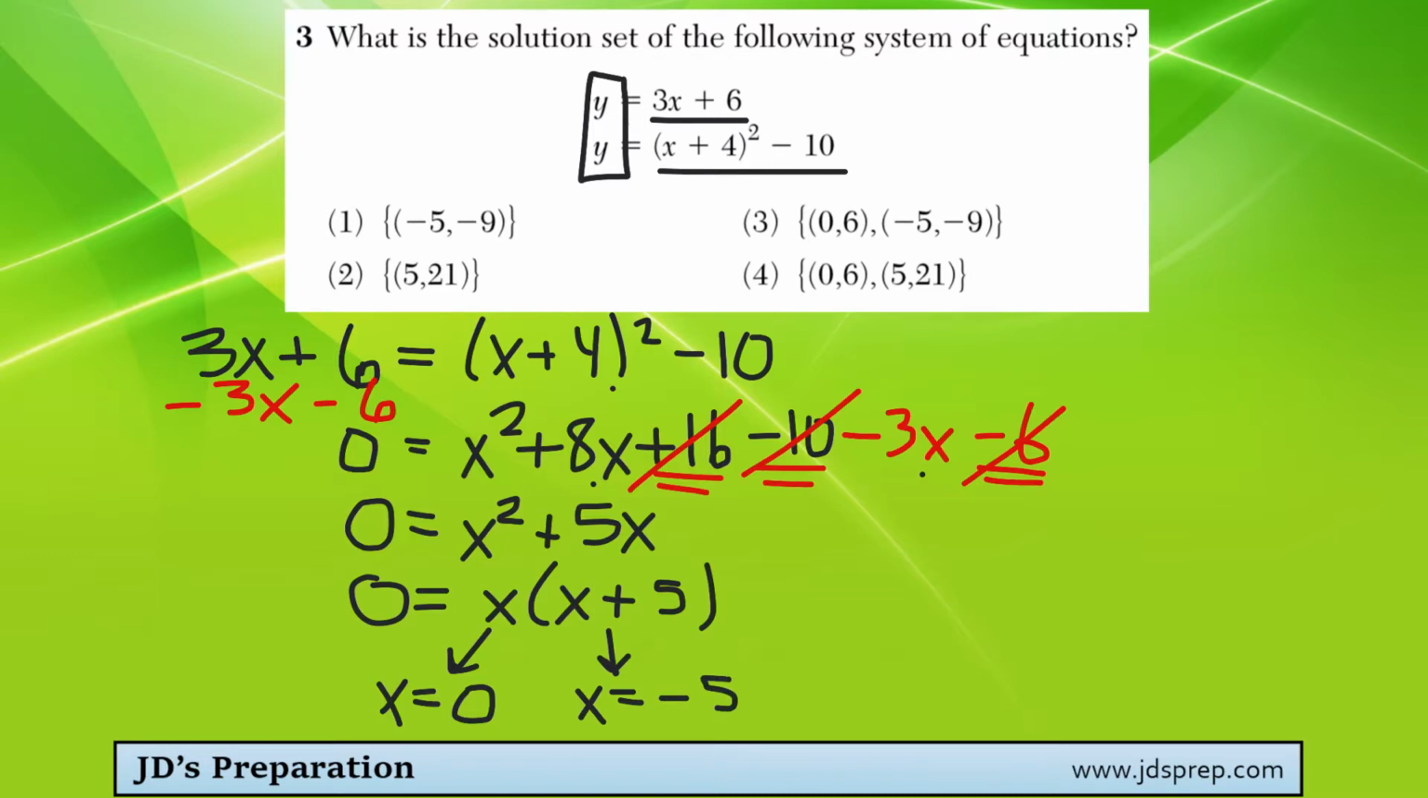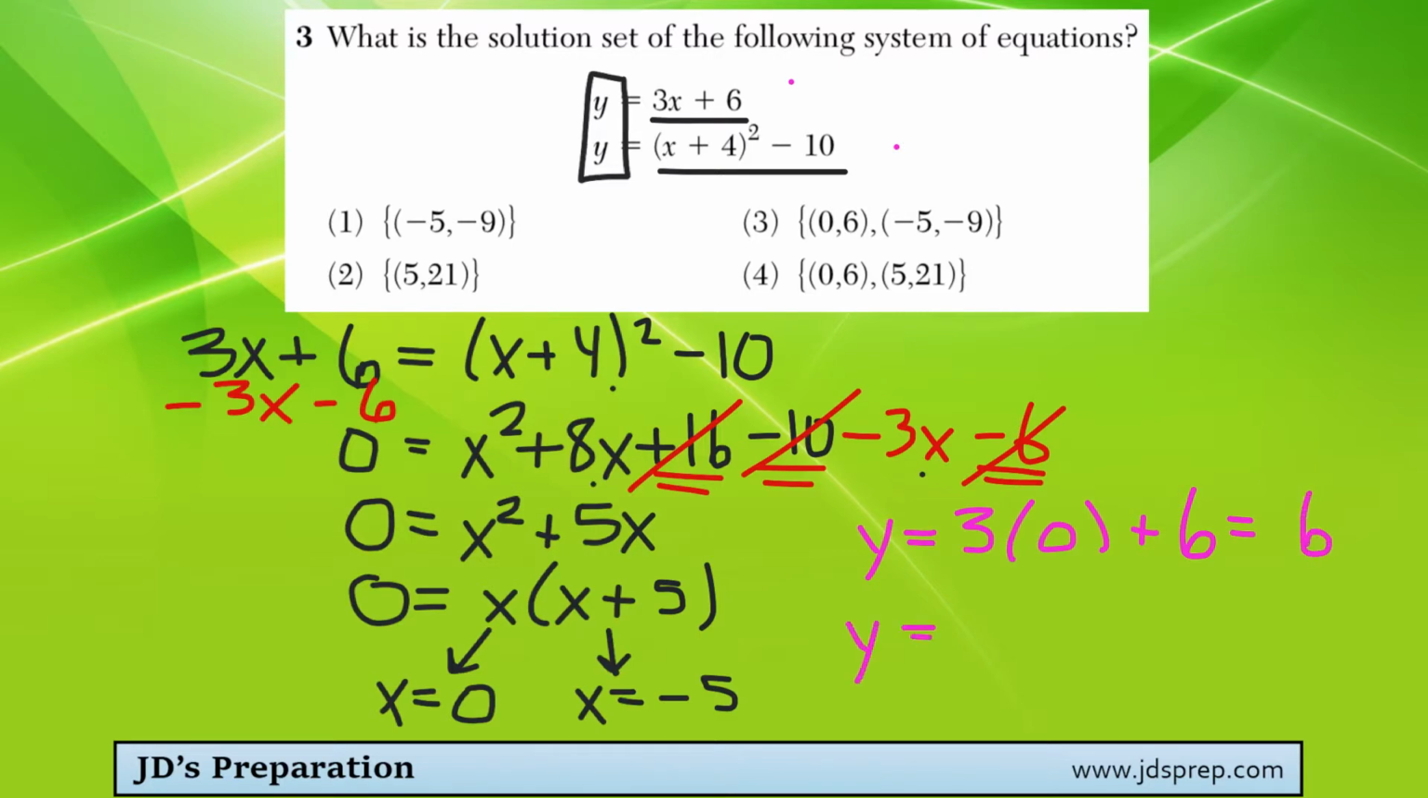Now, the last step to solving the system of equations is to find out what the y value is when x equals 0 and when x equals negative 5. So we could use either of these two equations to help us with that. We'll do the top one just because it's a little bit simpler. That is y equals 3x plus 6. So if x was 0, that means we're going to get a y value of 6.